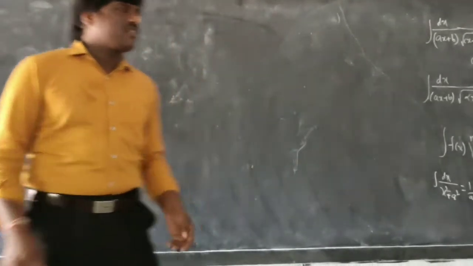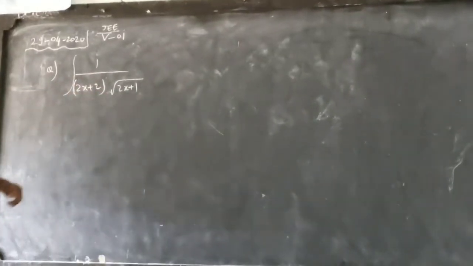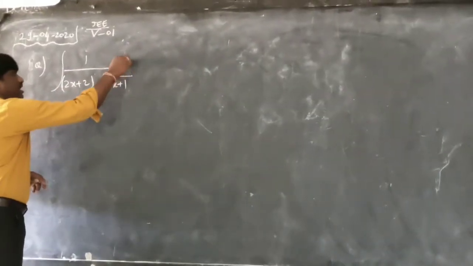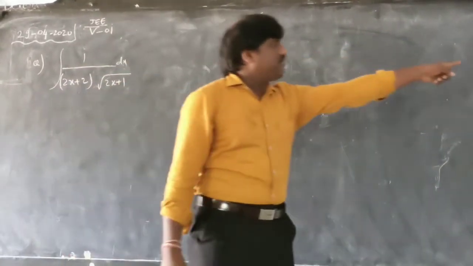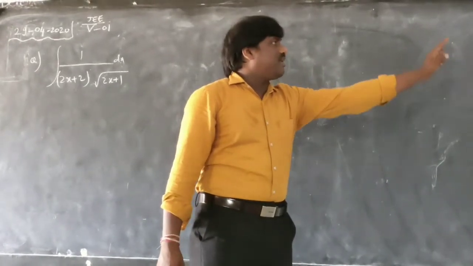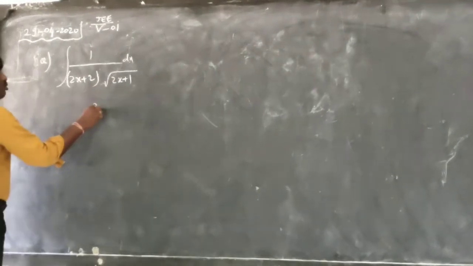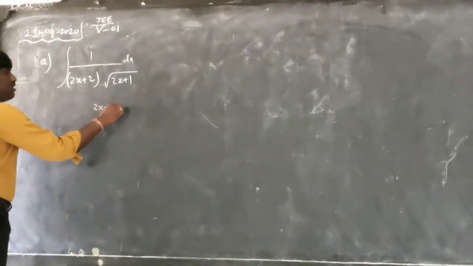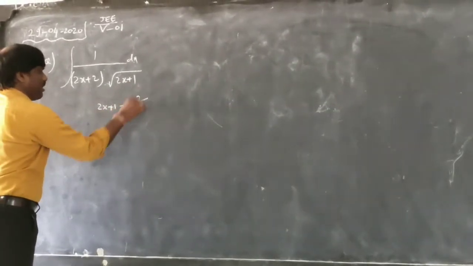So let us see here first of all, integration of 1 upon (2x plus 2) into under root of (2x plus 1) dx. If I want to solve according to that rule, first I have to take cx plus d as t square. Under root, 1 I have to take t square. So I can take 2x plus 1 equal to, let us take this as y square.